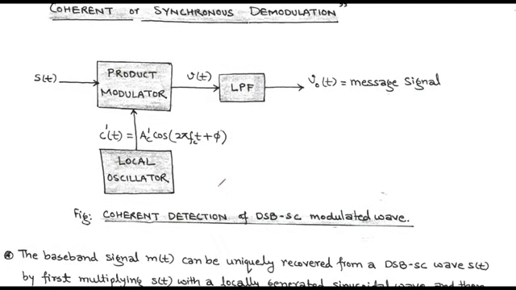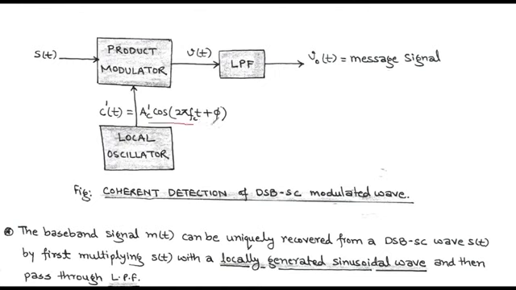And this locally generated signal is synchronized in frequency, that is carrier frequency, and has some arbitrary phase phi with respect to the carrier used at the transmitter side. The block diagram of a coherent detection is shown in figure. Here the input is double sideband suppressed carrier, that is S function of t. Another input is a locally generated sinusoidal signal having frequency, that is carrier frequency, and some arbitrary phase.